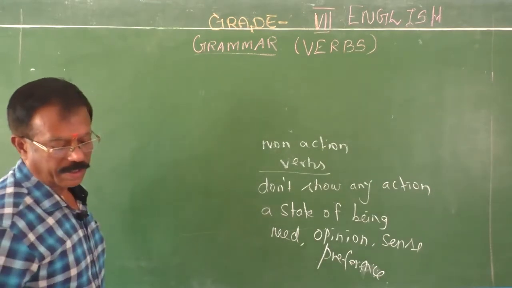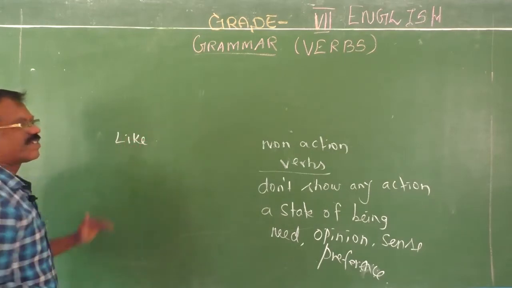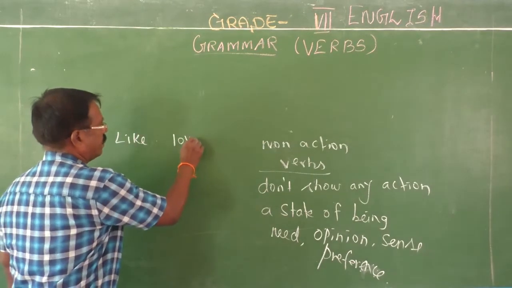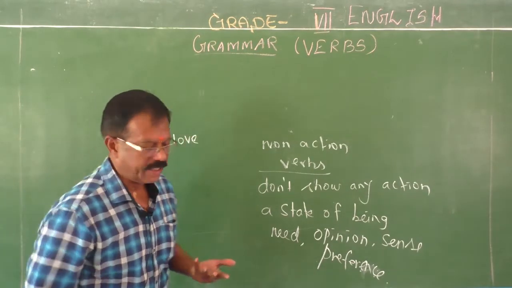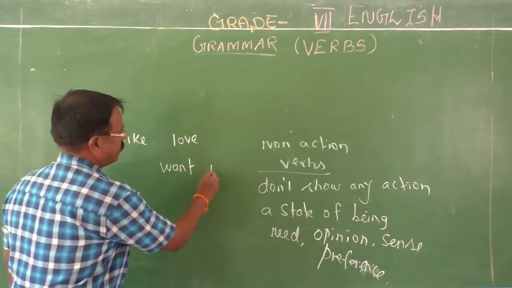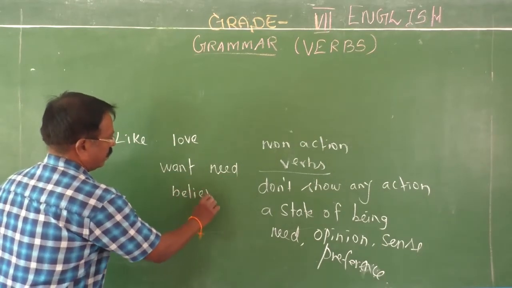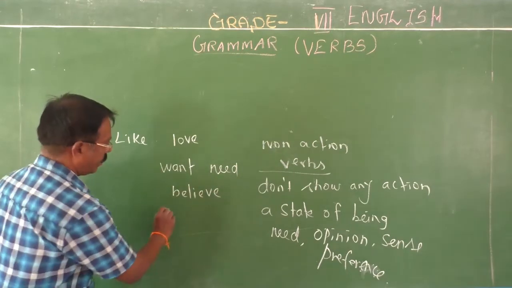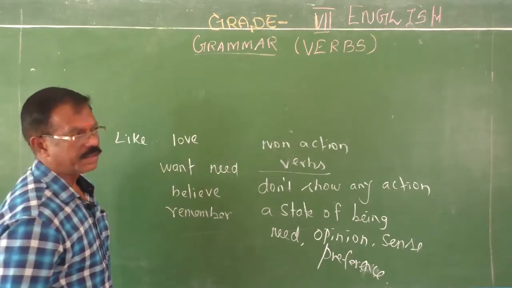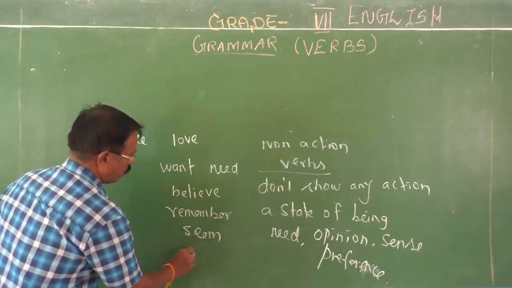See, non-action verbs like, it's a state. I'm in a state of liking something. Love. I love nature. And then want. Need. Believe. Remember. Then seem.